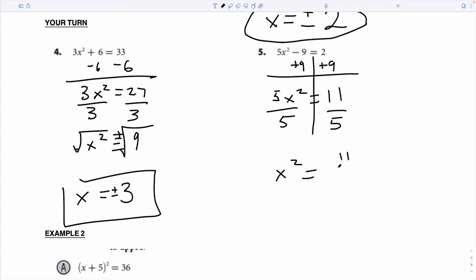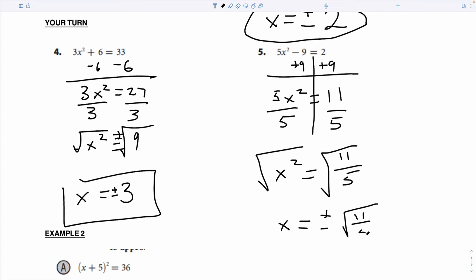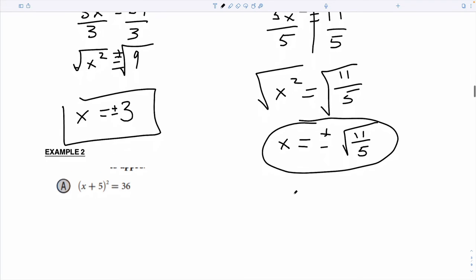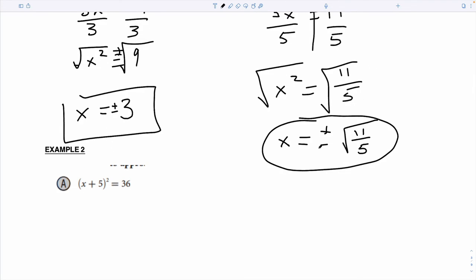And if that's the case, the only thing you can do is take the square root of this and call it good. I can't take the square root of 11 or 5 and simplify it, so your answer is literally just that. It might look kind of funky and it might make you not want to circle it, but that is as simple as you can make this problem. 11 over 5 you could, but I'm not going to make you do that. Okay, you don't have to.